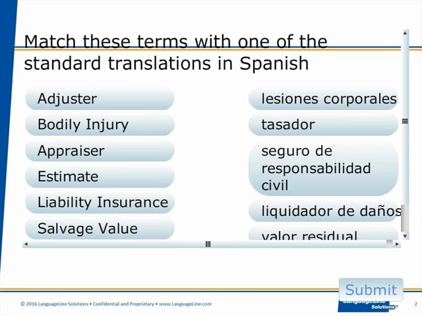Now let's practice what you've learned. Match these terms with one of the standard translations in Spanish.